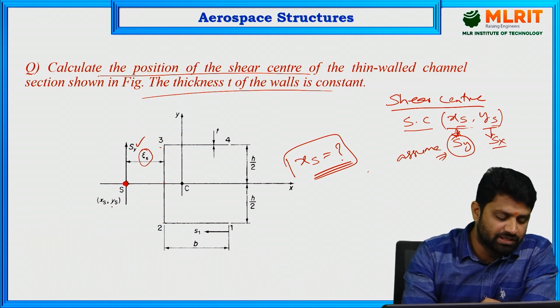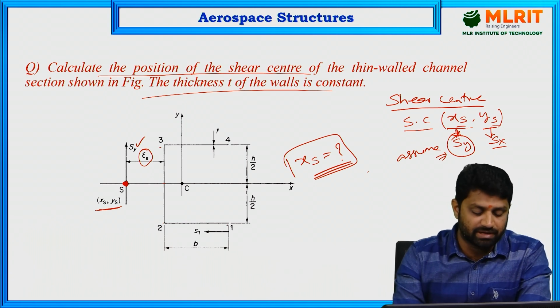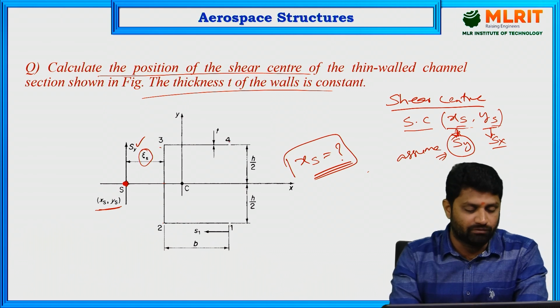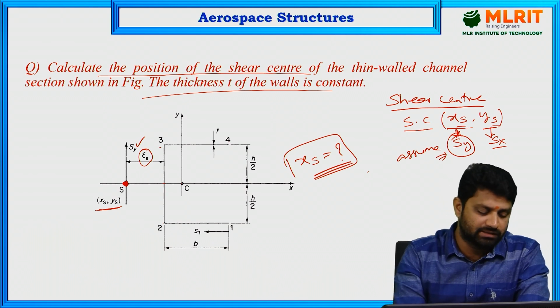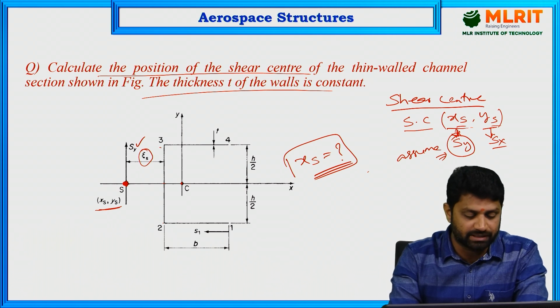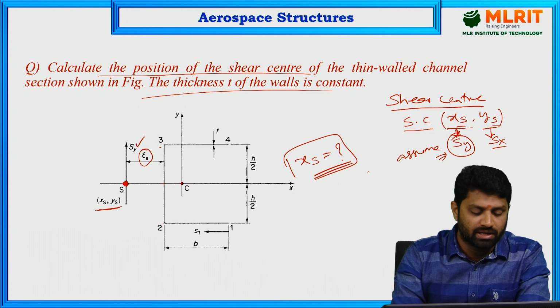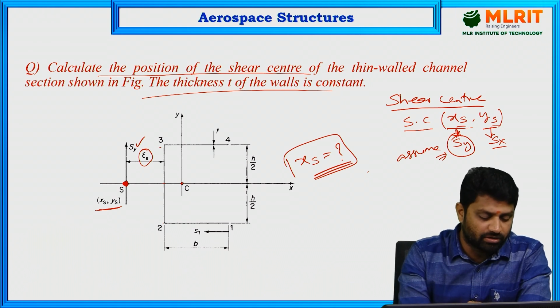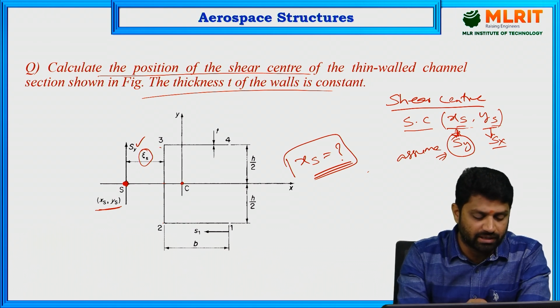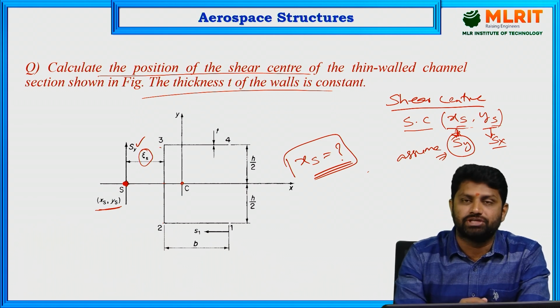So the position of shear center is XS, YS. Okay, so this is the channel section he has given, and we know that it has two flanges, 1, 2 and 3, 4, and one web, that is 2, 3, and the centroid. For this section, the very first thing is the determination of centroid. From inspection, the centroid of this channel section lies over here, and that is the important one. Okay, so this is how we calculate the shear center position.